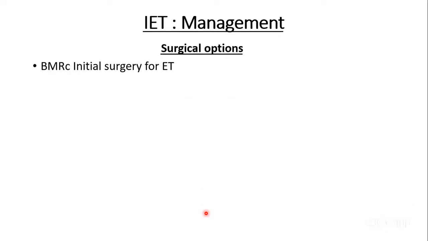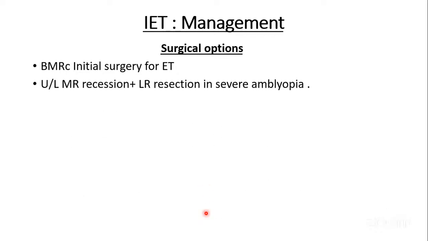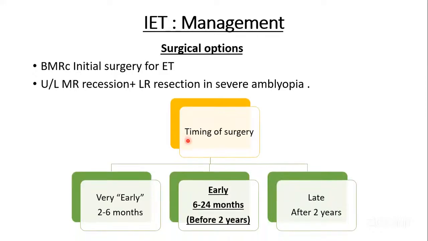So surgical options, as you mentioned, bilateral medial rectus recession is the best. But in patients with severe amblyopia, we can go for unilateral recess resect, unilateral medial rectus recession and lateral rectus resection. Timing of the surgery: very early. Some strabismologists are doing surgery very early, within the age of 2 to 6 months. Early, 6 to 24 months before the age of 2 years, and late after 2 years. So these are three schools of when to do the surgery for a patient with infantile esotropia.